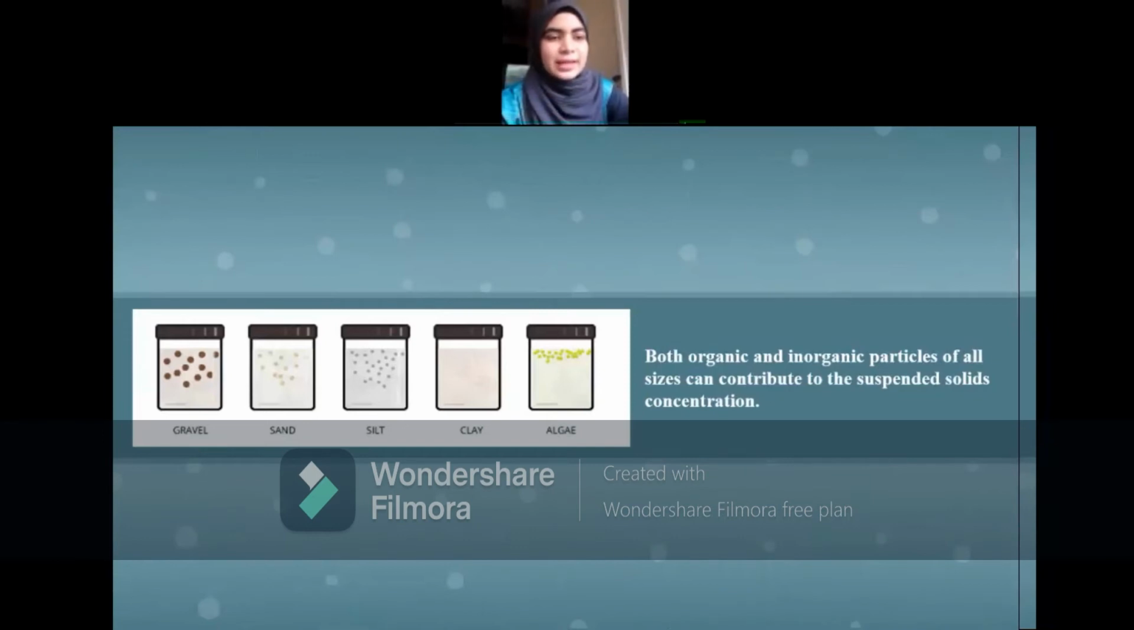This figure shows that most suspended solids are made up of inorganic material, though bacteria and algae can also contribute to the total solid concentration.